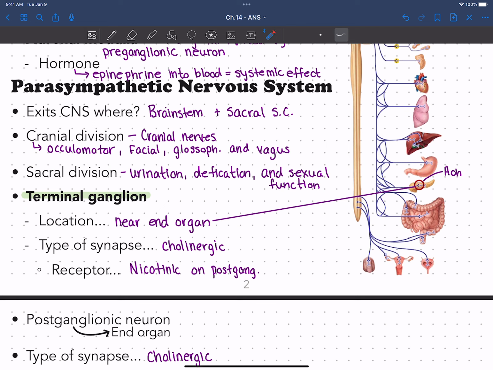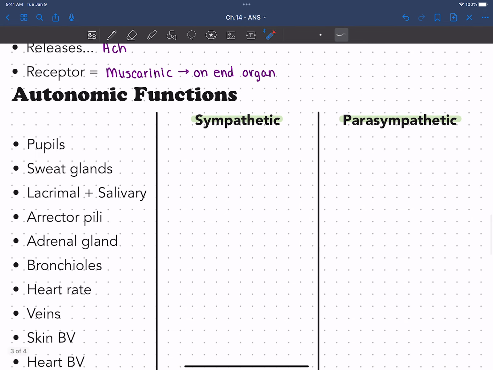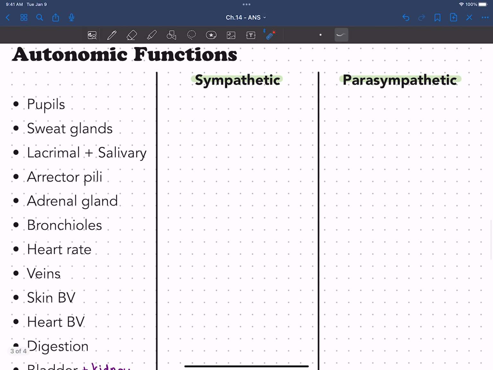Okay. All right, so now let's look at some effects of both the sympathetic and parasympathetic nervous systems. All right, and so oftentimes these are going to be opposing effects, especially for organs that are dual innervated, meaning they're controlled by both the sympathetic and parasympathetic nervous system. However, there are some organs and tissues that are not dual innervated, which we'll see, so they will only be affected by either sympathetic or parasympathetic.